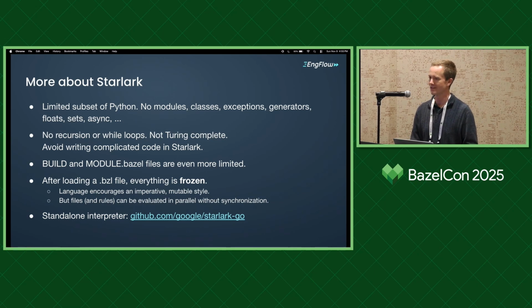If you want to use Starlark, by the way, this is a general purpose language. It was invented for Bazel, but you can use it in other projects if you like. There's a Go implementation, there's a Rust implementation, and of course Bazel is written in Java, so I think there's a Starlark interpreter in there too.